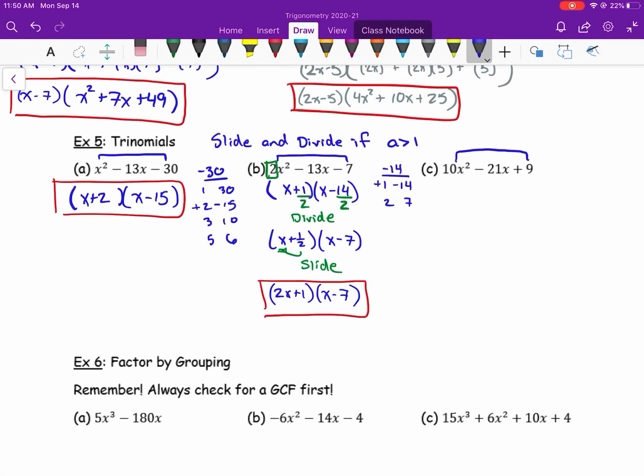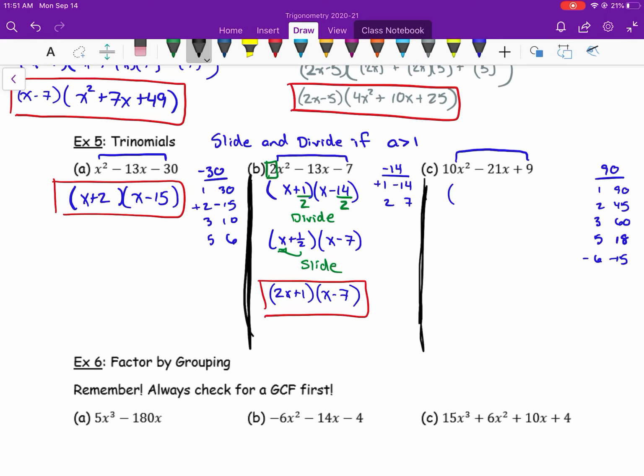Again, first times last is 90. 1 and 90, 2 and 45, 3 and 60, 5 and 18. So far nothing gets me to 21, and then 6 and 15. That makes 21, both negative. Good. So I'm going to use that. So I got x. I'm going to cut these. There we go. So I'm going to use x minus 6, x minus 15.